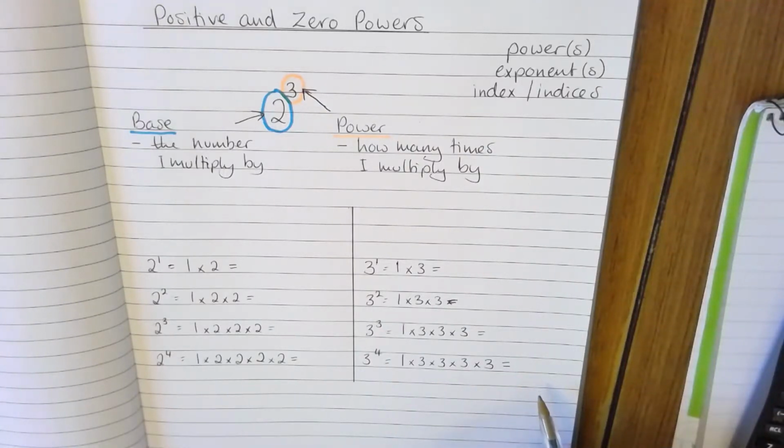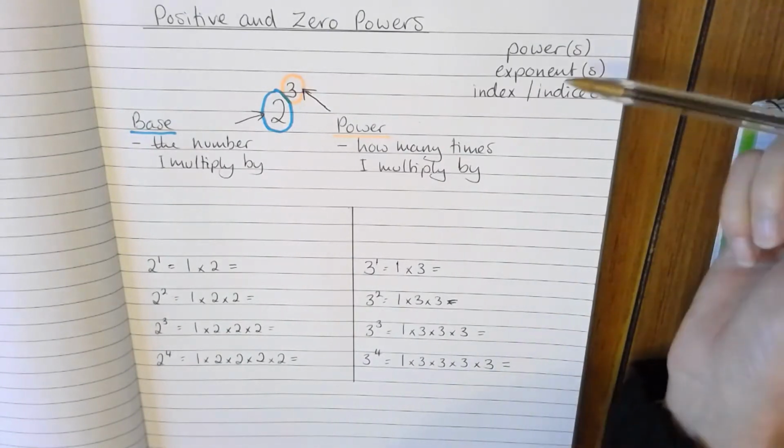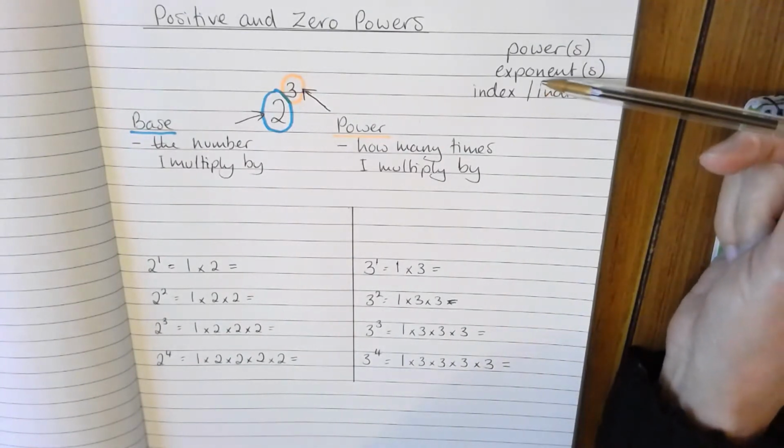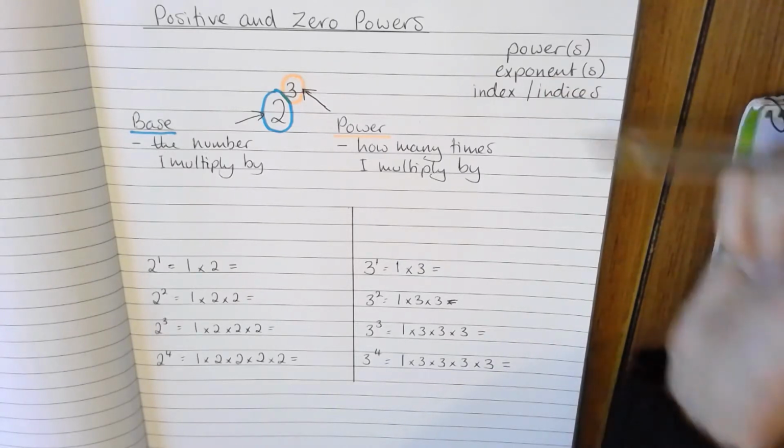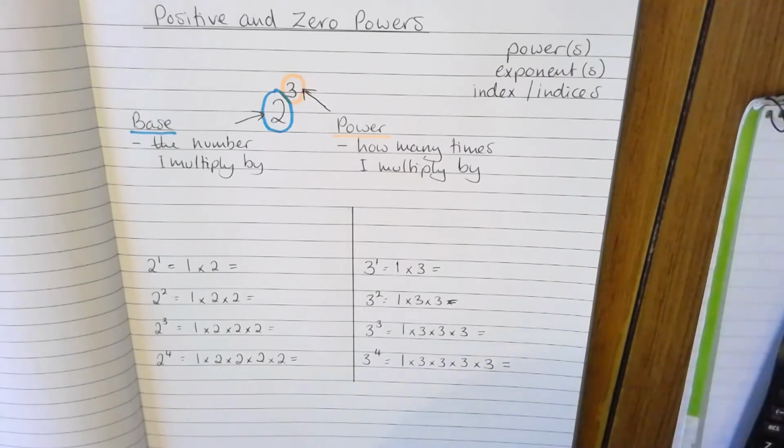In this video, I'm going to look at positive and zero powers. Other words for powers are exponent or exponents, and index for singular or indices for plural.